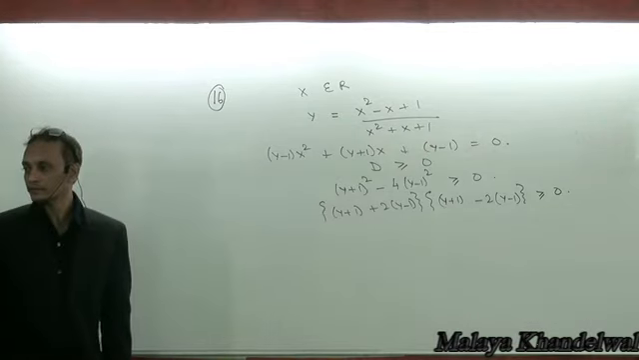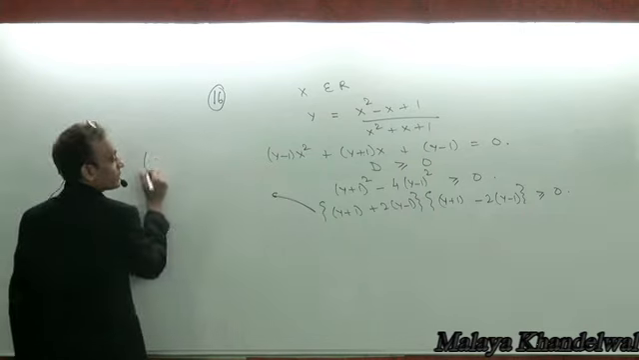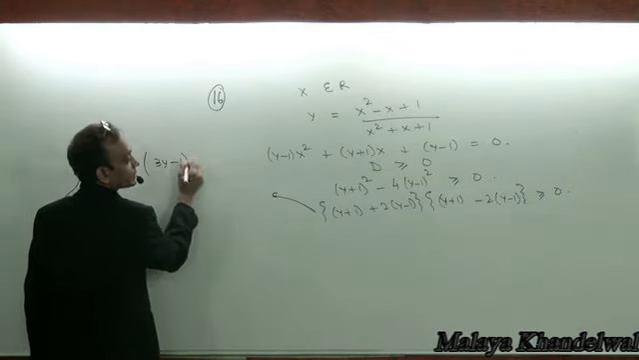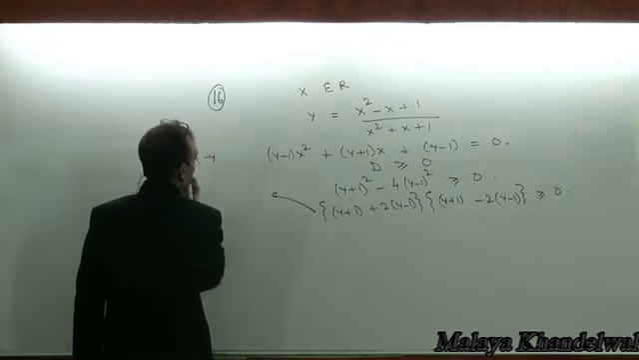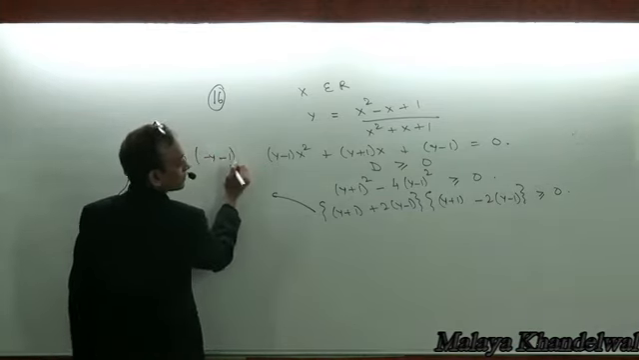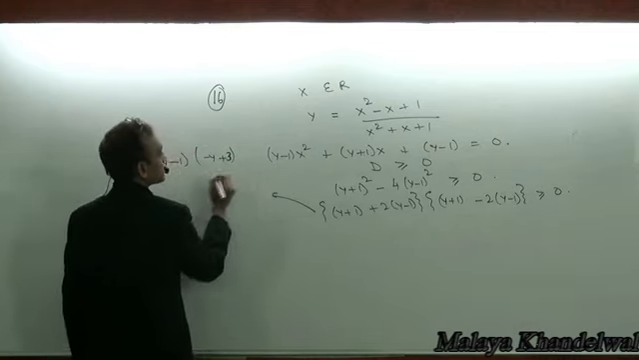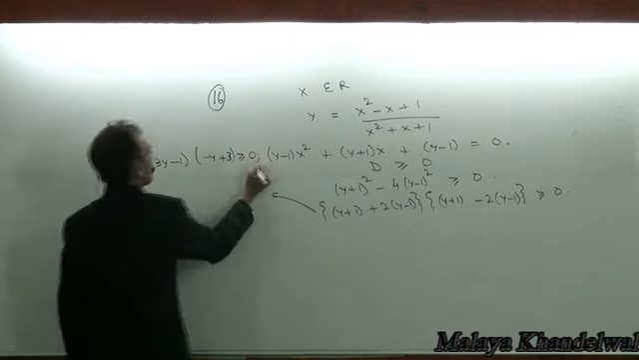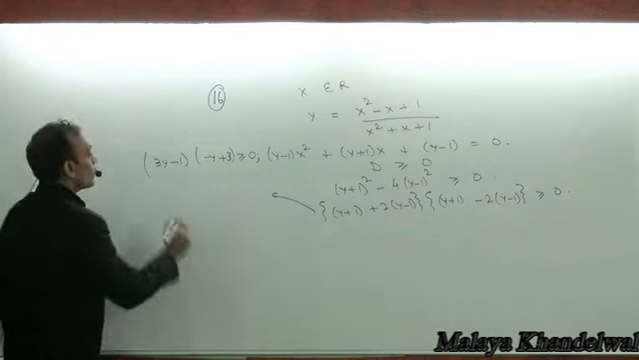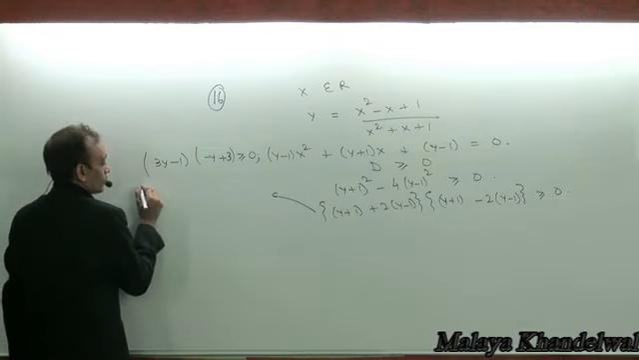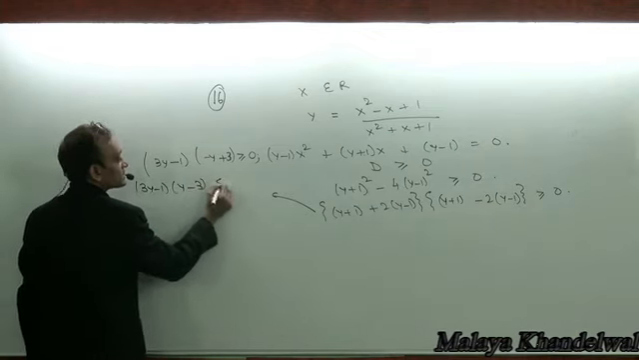Right? A squared minus b squared. This gives me 3y minus 1 into minus y plus 3. Minus y plus 3 greater than or equal to 0. This is what I get. See? Or 3y minus 1 into y minus 3 is less than or equal to 0.